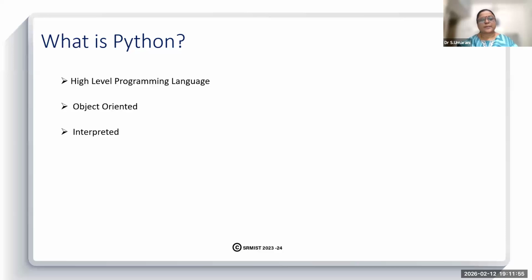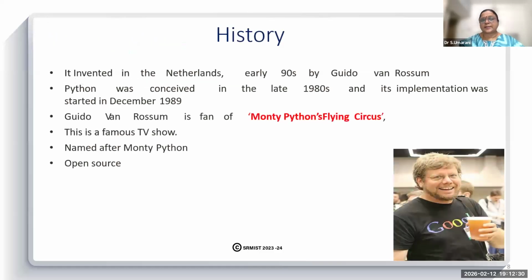Next, what is Python? It is a high-level, object-oriented programming language, and it is purely based on an interpreter. You already know very well about the interpreter and the compiler. Interpreter means it will compile and execute the program line by line. If you are using a compiler, the entire program will be compiled at a time. That is what we call a compiler. But Python is an interpreter.